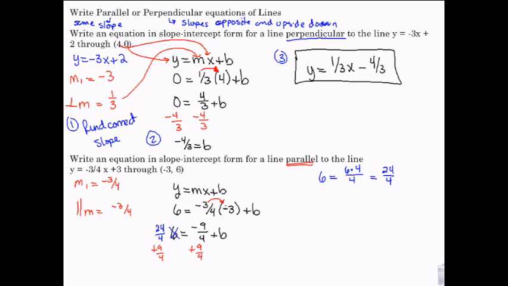Add 9/4 to both sides. And I'm going to get 33/4. And guess what? Leave it like that. I don't need you to convert that to a mixed number or a decimal or anything. Just leave it like that and plug it in. Oops, not negative 9/4. Okay?